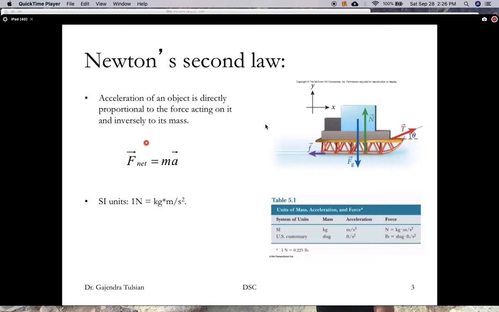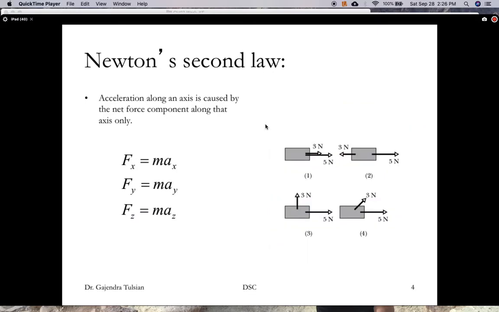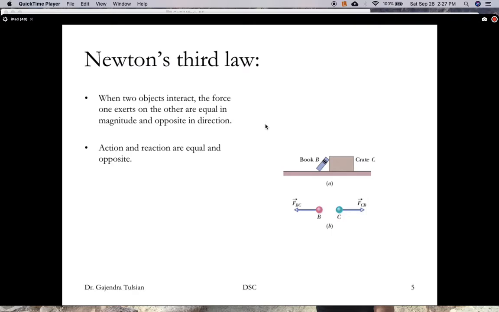Now this is a vector equation, so in 3 dimensions this is really 3 equations. The x component of this vector is equal to the x component of that vector, the y component is equal to the y component, and the z component is equal to the z component. And that's what we are showing here. So the x component of the force is equal to mass times the x component of the acceleration, and so on. Another thing about this equation: the x component of the acceleration is not affected by the y and z components of the forces. So motion along an axis is independent of the motion along the other axes. Okay, so that's Newton's second law.